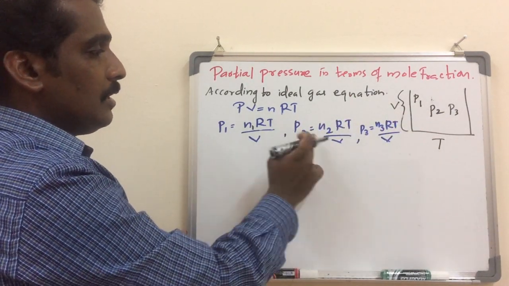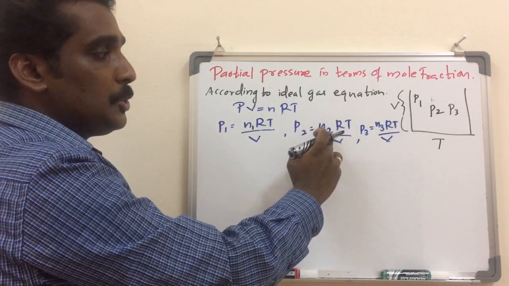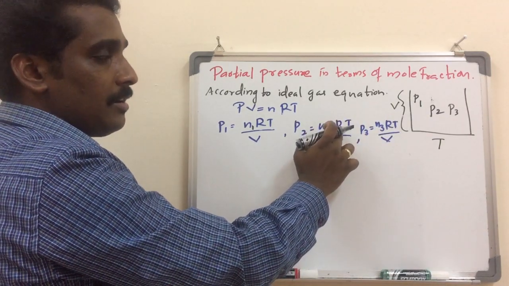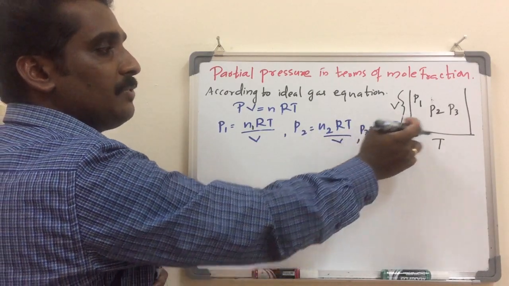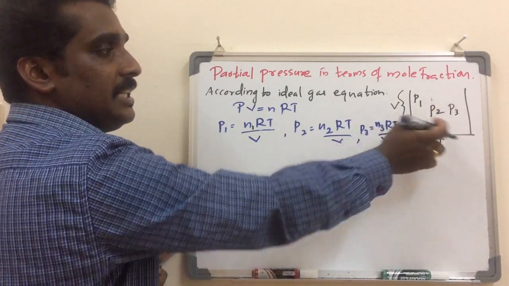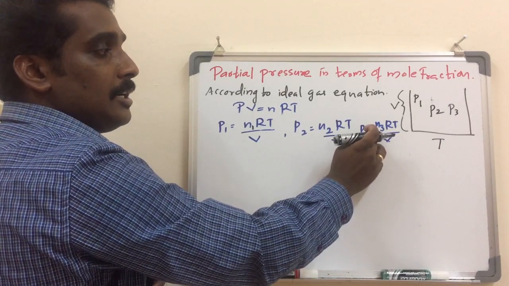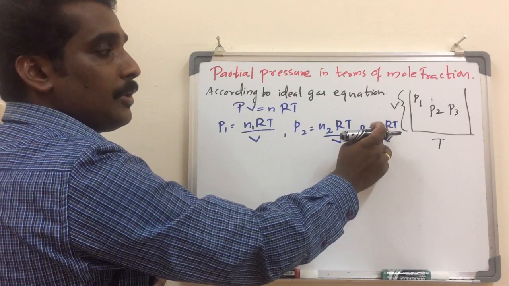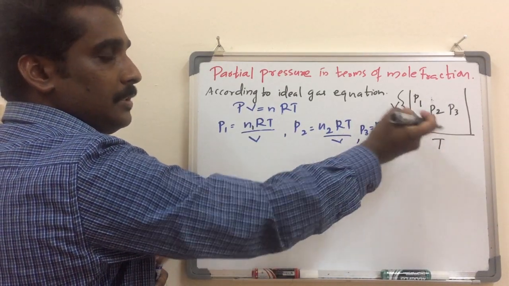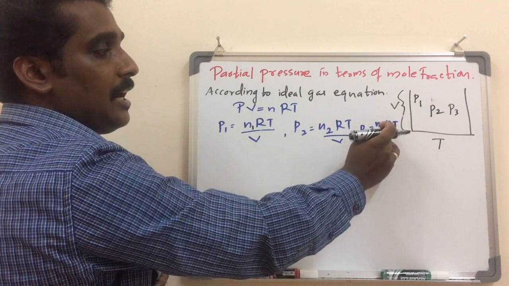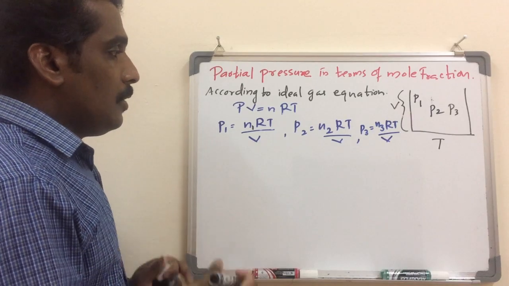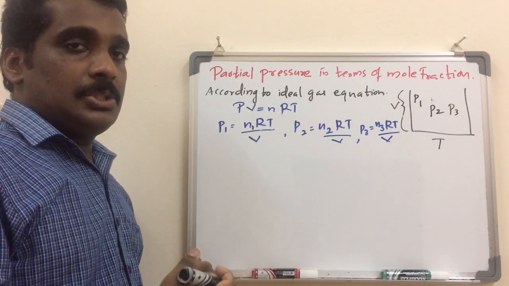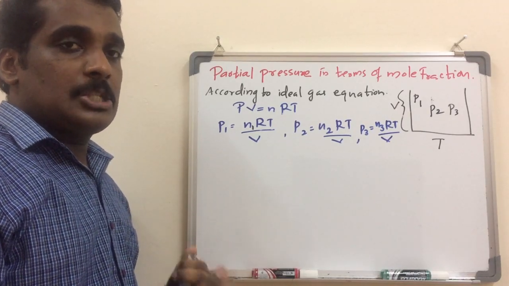Then P2, the number of moles will be different, but R, T, V are constant. Then the partial pressure of the third component, P3, the third gas, is equal to N3, the number of moles of the third gas, RT divided by V, where RT by V is again constant.